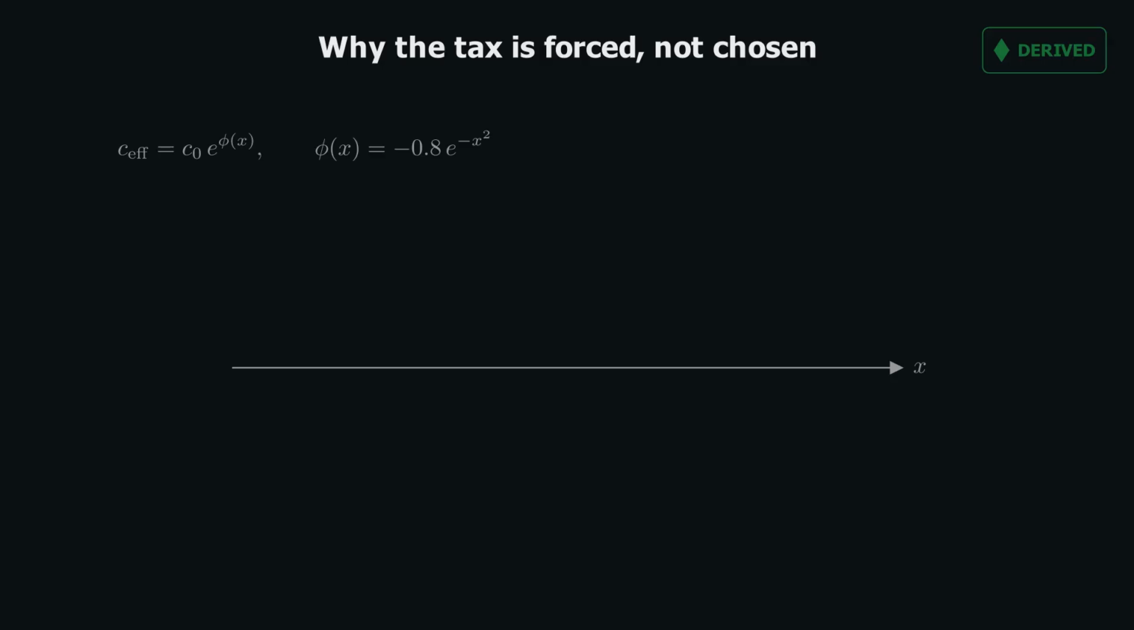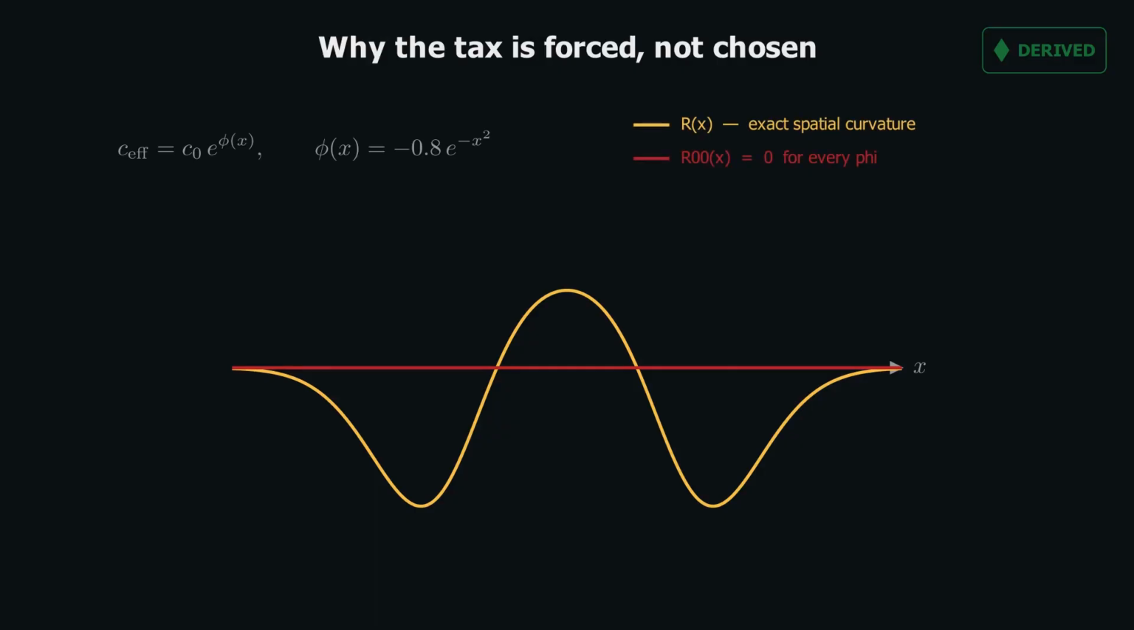Look at the two curves. Take c effective equal to c0 times e to the phi of x and plot both curvatures. The spatial curvature R swings hard and changes sign. R0 sits flat at 0 for every profile phi. It is the same masslessness that made light massless in chapter 3. A mode with no gap forbids weight. The tax is forced, not chosen.